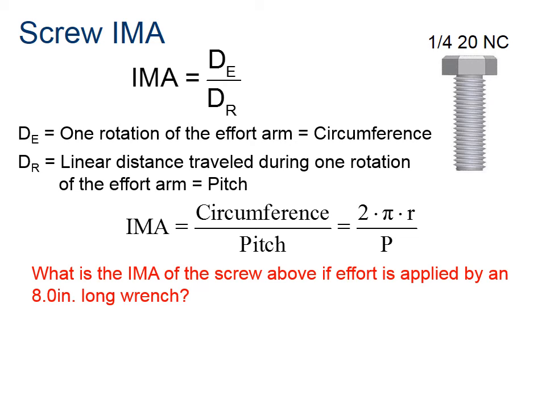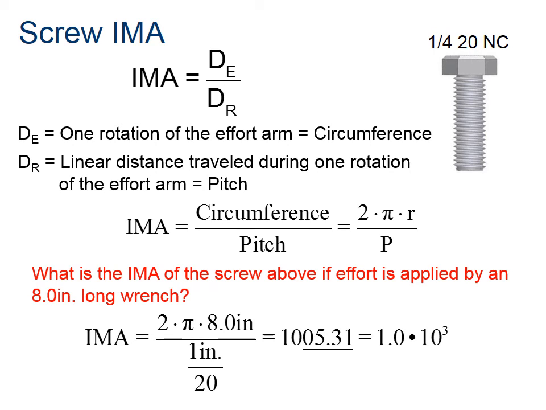So if we had an 8-inch long wrench, and we applied our effort at that 8 inches from the middle, what do those numbers look like? So our circumference is 2 pi times that 8 inches. That would be one revolution. And in that one revolution, 360 degrees, one full turn, it would move 1/20th of an inch, which is our pitch. So when we do all that math, we get an IMA that's huge. In this case, it's actually 1005.31. And you can write that in engineering or scientific notation as 1.0 times 10 to the third. Huge. And that's what we would expect.